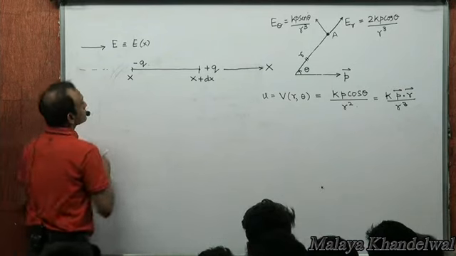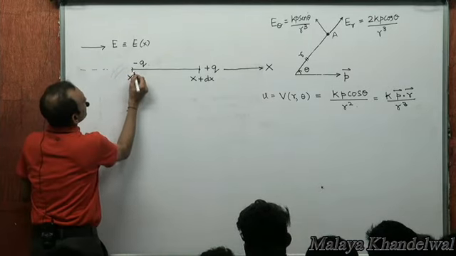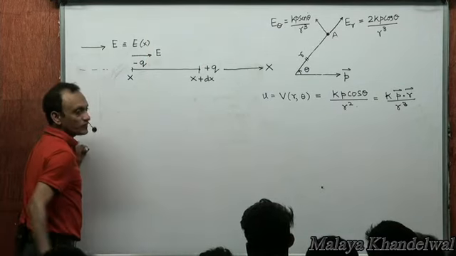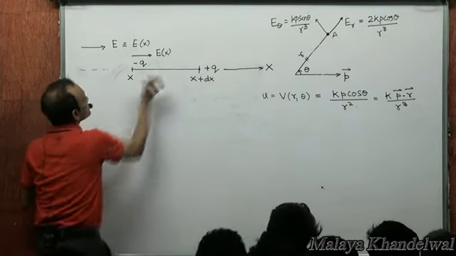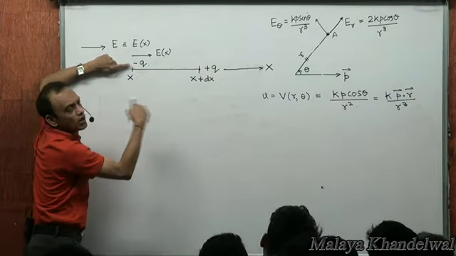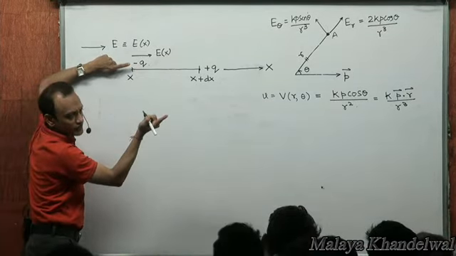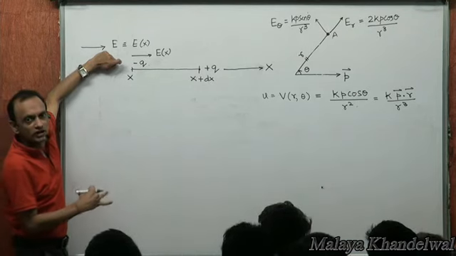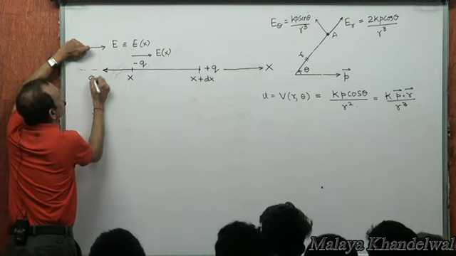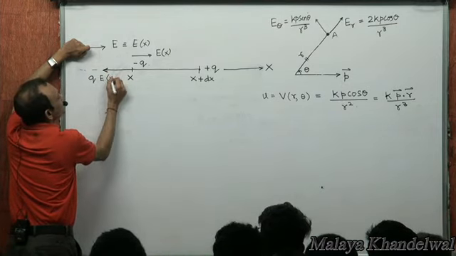Now, if E is the electric field at x, then this is a negative charge. A negative charge will experience a force opposite to the direction of the electric field, while a positive charge will experience a force in the direction of the electric field. So this minus q will experience a force q E at x?